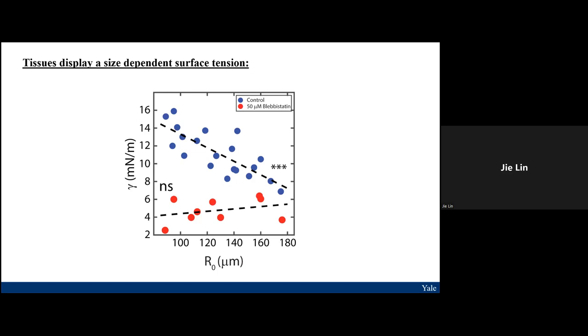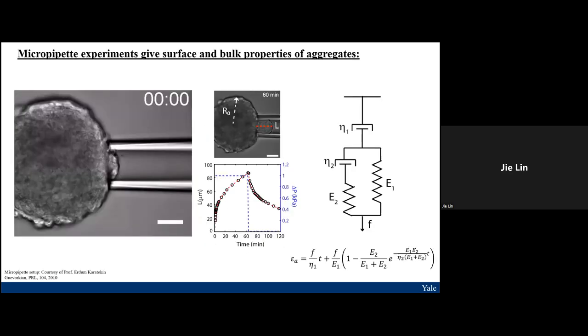Excuse me, could you give more details about how you measured the surface tension? So you apply a pressure, then you wait until the system gets to equilibrium?